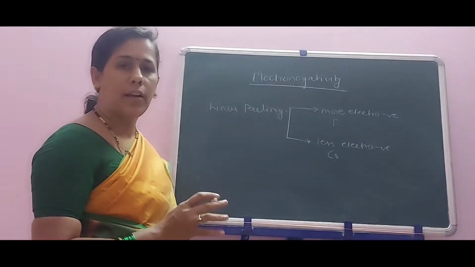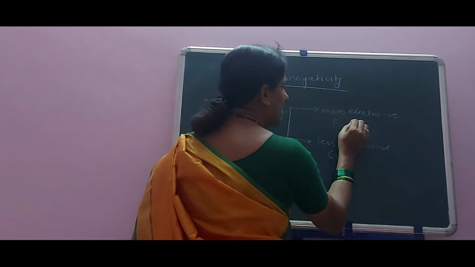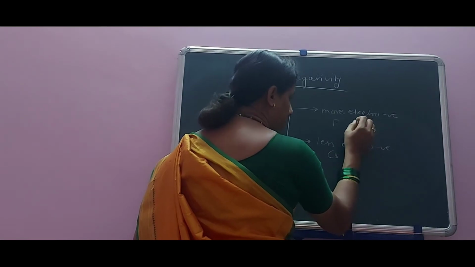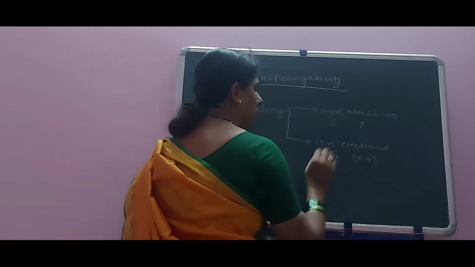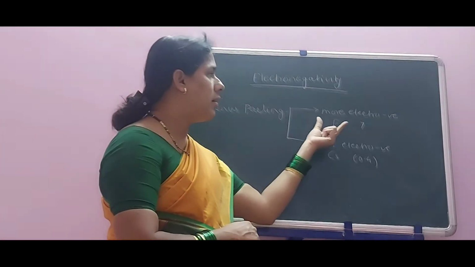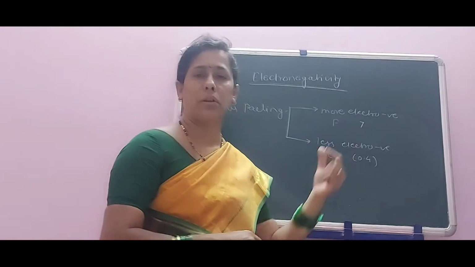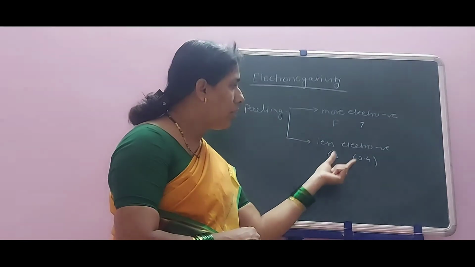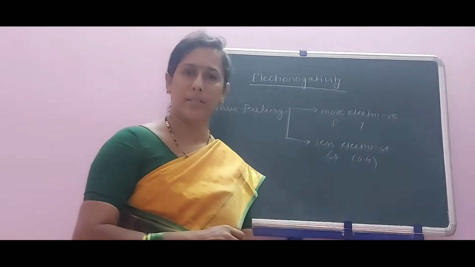Okay. What are the electronegativity values? He assigned fluorine the value 4 and Ca the value 0.4. Thus, according to Linus Pauling, the more electronegative and less electronegative elements have electronegativity values in the range between 0.4 and 4.